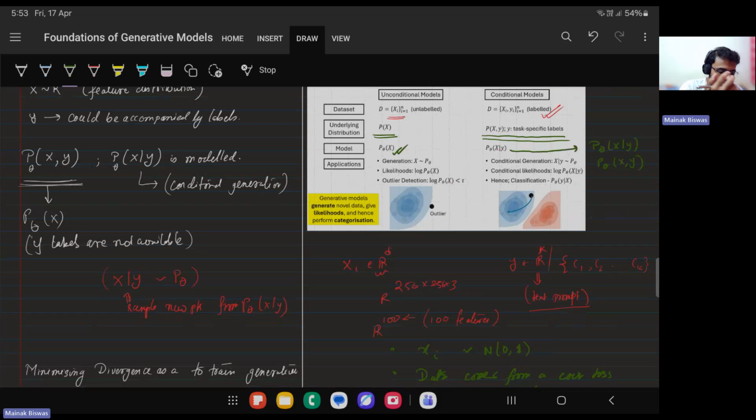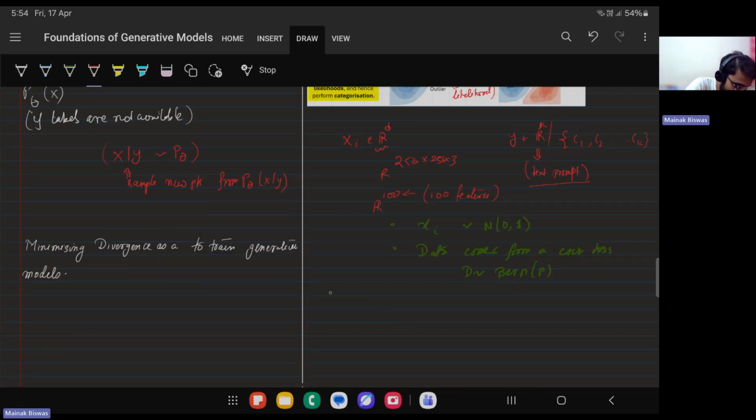Once you have done that, you can tell the likelihood of the data. This is called the log likelihood of the data, where you say, under the model, what is the probability of the current data? And you can find outliers. If the likelihood of the data is small, you can tell they are outliers. Similarly, for conditional models, you can do conditional generation, say generate a female face, where you condition y to be female and you get a generation of a female face. You could have conditional likelihood similarly, and you could do classification.